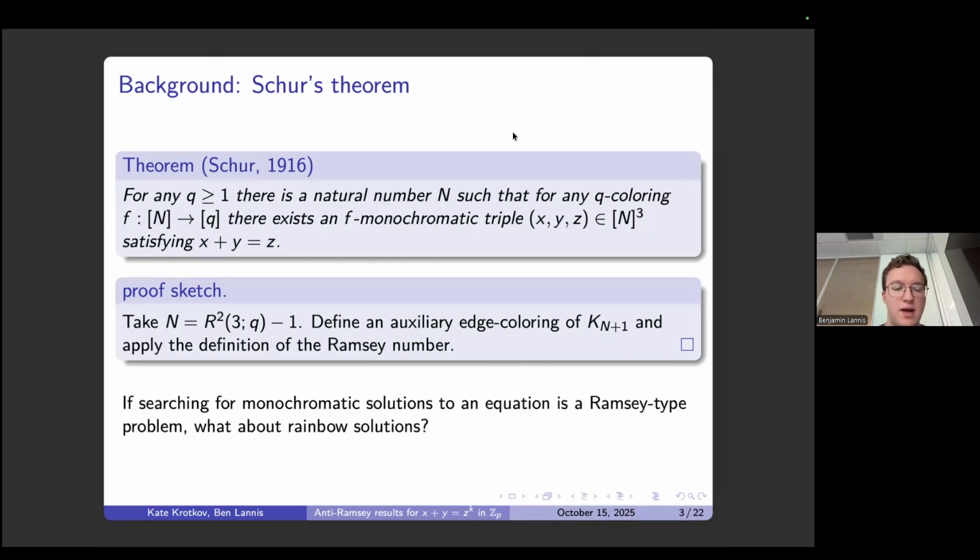And the reason I wanted to highlight this is because this shows that in some sense, searching for monochromatic solutions to an equation, so for example, in Schur's theorem, we're searching for monochromatic solutions to Schur's equation, is really at heart a Ramsey type problem. And the question that I want to pose is, well, is the same true for rainbow solutions? What if instead of a monochromatic triple x, y, z, we want to find a rainbow triple x, y, z satisfying Schur's equation, so that x, y, and z are colored pairwise distinctly?